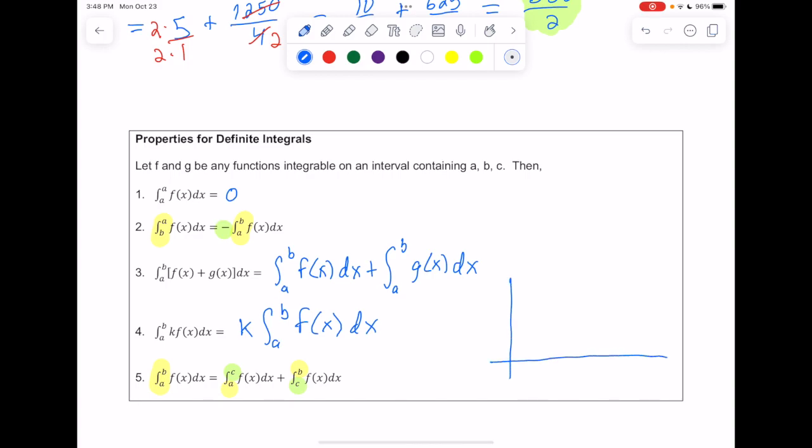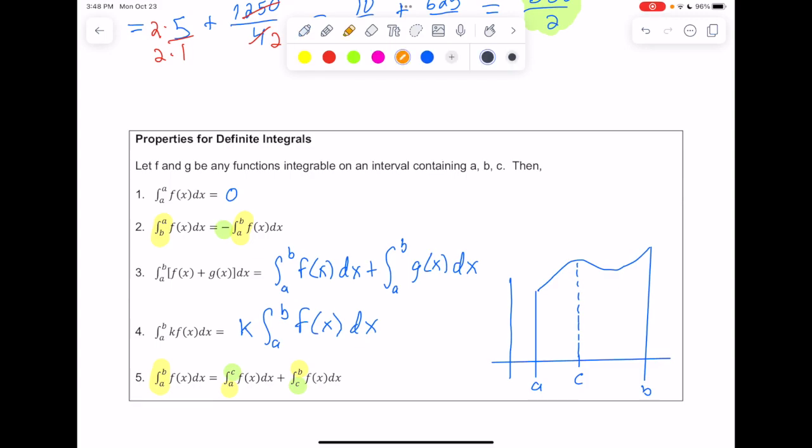So C doesn't necessarily have to be in between A and B, but I'm going to draw a picture where it is. So we're going to have A and B and some curve connecting them. So if I find the integral from A to B, I'm trying to find the area underneath that curve. Suppose there's some spot C in the middle. Then let's do some highlighting here. So the integral from A to C would be this area right here.